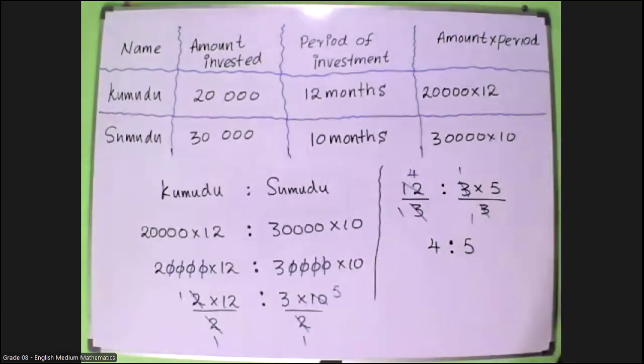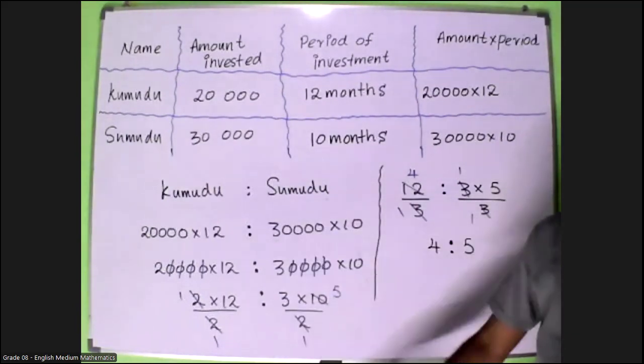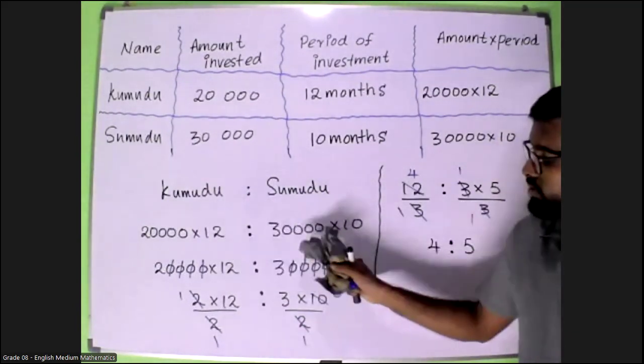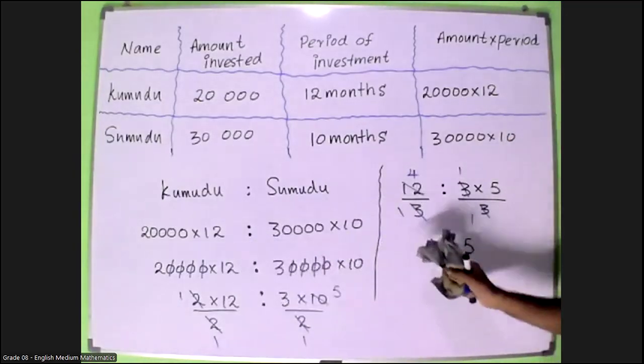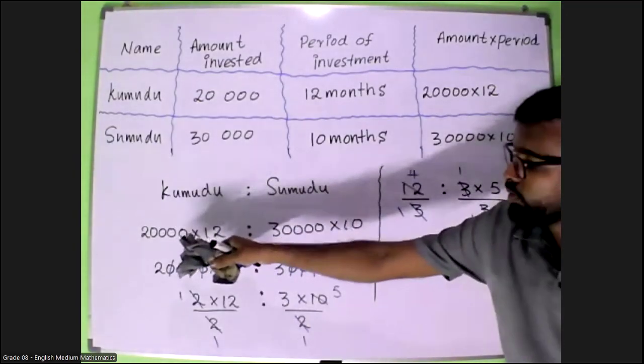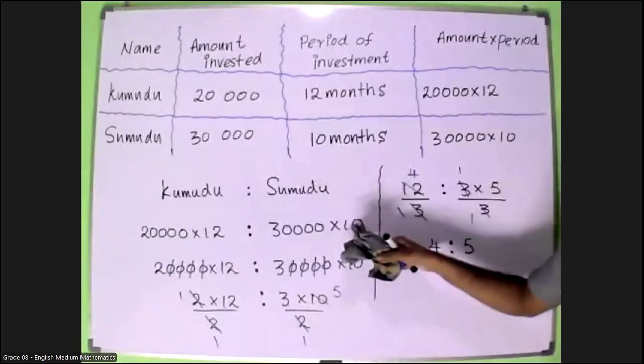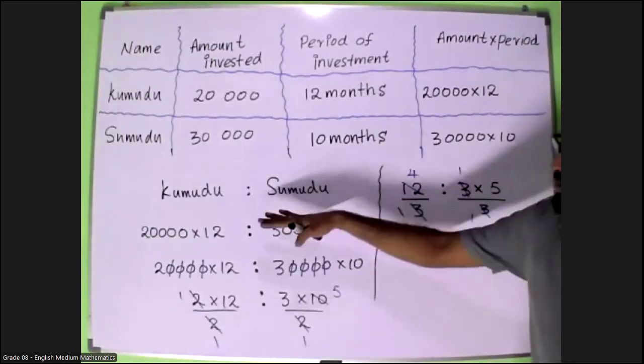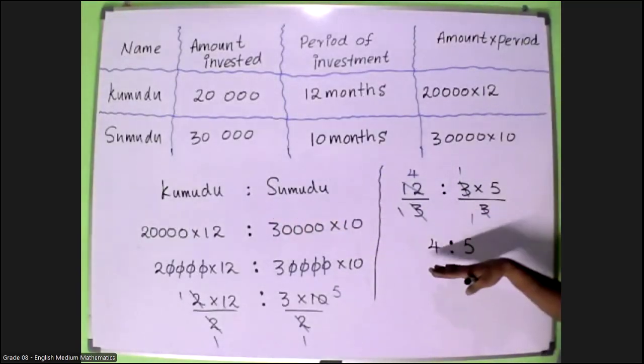Nagalia, this part you know, right? How to simplify. And you have to obtain the simplest version of 20,000 multiplied by 12, 30,000 multiplied by 10. So you have to simplify as far as you can.